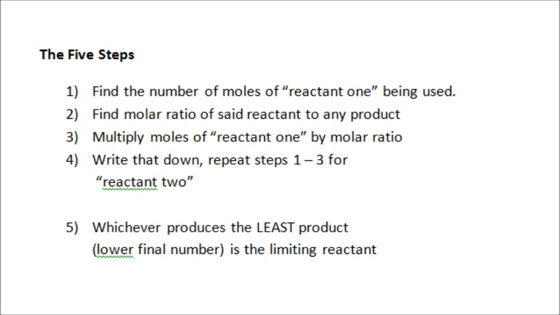Here's where it turns different. And then you repeat steps 1 to 3 for the other reactant. Whichever produces the least product, the lower final number, is the limiting reactant. That's how you do it. Let's do a quick example.